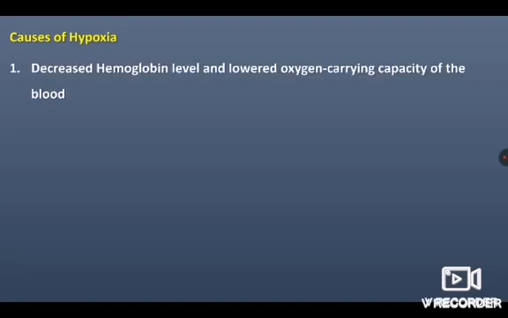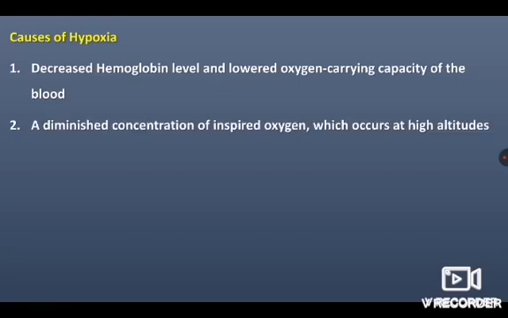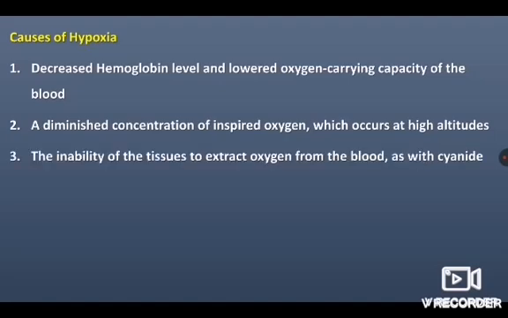What are the causes of hypoxia? Decreased hemoglobin level and lowered oxygen carrying capacity of the blood. Hemoglobin is the pigment which is present in the RBC that carries oxygen. A diminished concentration of inspired oxygen, which occurs at high altitude. In certain cases, if the concentration of oxygen in the atmosphere is less, that causes hypoxia.